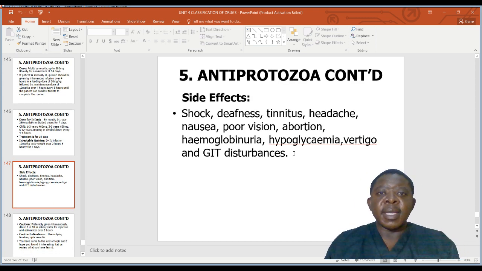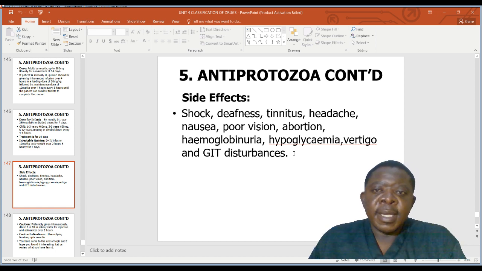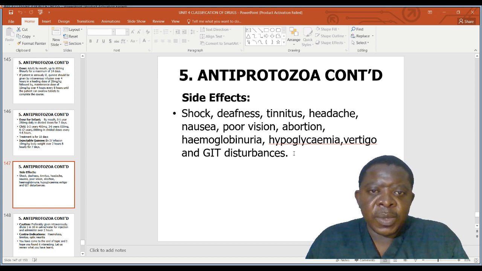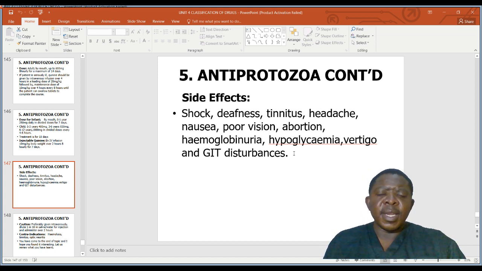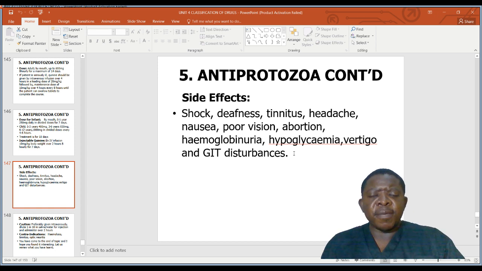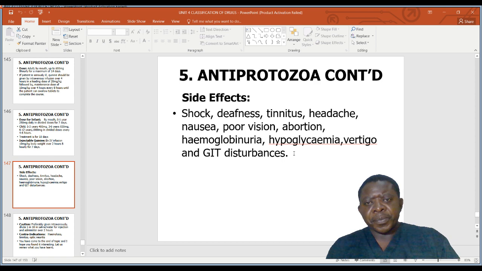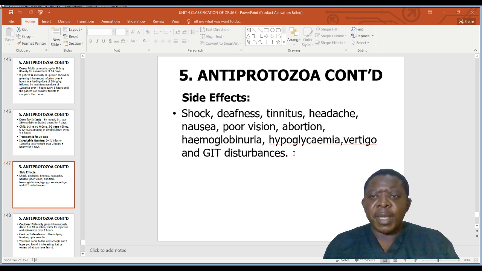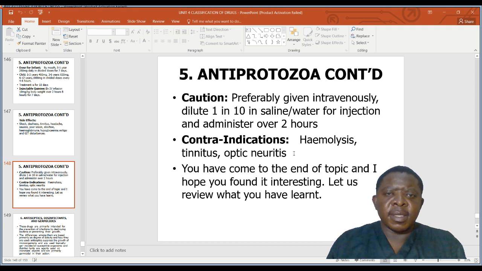The side effects of quinine can be shock, deafness, tinnitus, headache, nausea, poor vision. It may cause abortion, especially if given in the first trimester, so in any trimester you find that they might use Coartem. It may also cause hypoglycemia, vertigo, and GIT disturbance.